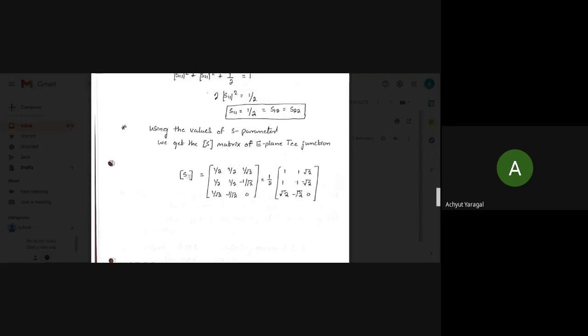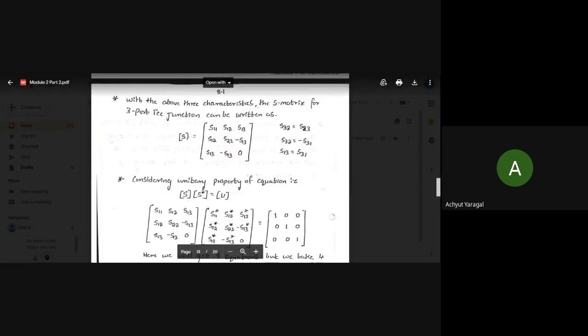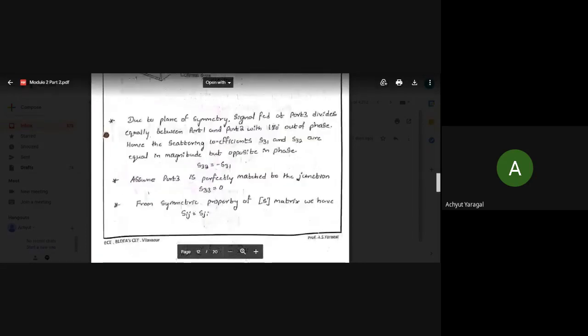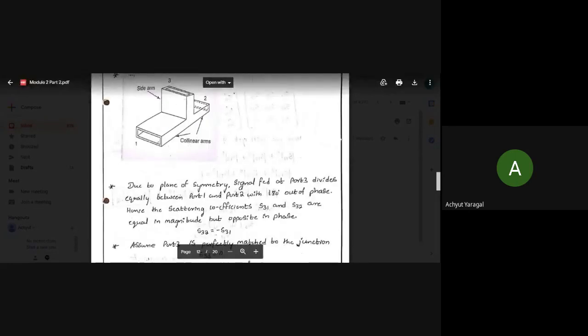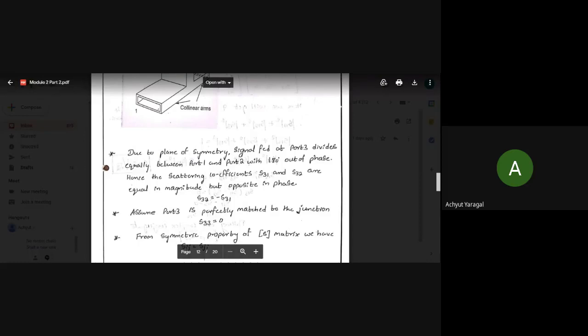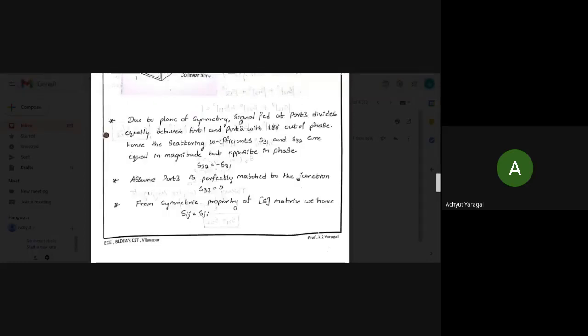Remember, in a similar manner we have to find out the H plane here. Remember the steps here. Whenever there is an input signal at port 3, it is going to be split equally between port 1 and port 2, but out of phase. That's why we'll have the minus here. Then you should assume that port 3 is perfectly matched, so S33 will be equal to 0, and you have to obey the symmetry property here, and hence we'll have these three equations here.